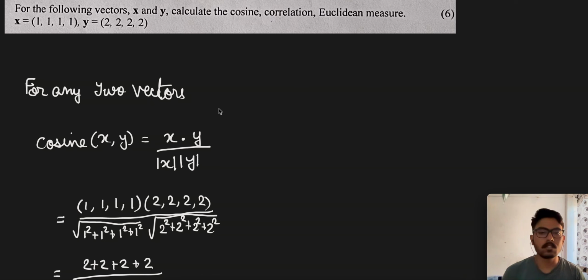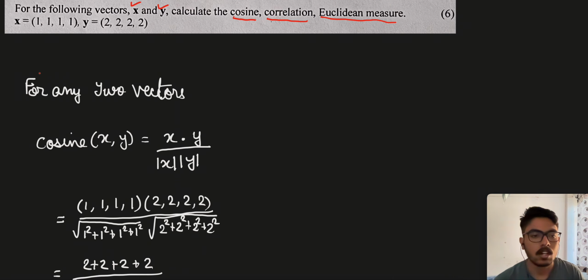Everyone. So today we are going to discuss another problem. This problem relates to some basic concepts that are used in data mining and data warehousing course. So we are about to calculate the cosine, correlation and Euclidean measure between two vectors x and y. Right. So calculating these measures is considered to be one of the important or core prerequisites of data mining.